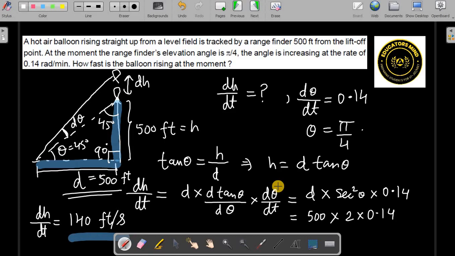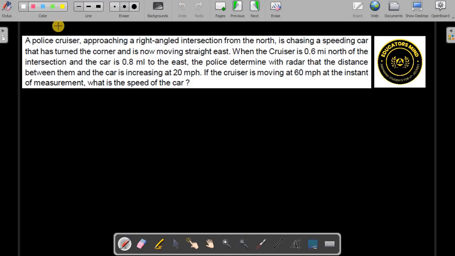So in this manner, these are some of the applications which you can see that will be coming in physics. Then next, one more application, let's see. A police cruiser approaching a right angled intersection from the north. Let's say this is P, which means police, right? It is coming to a corner from the north, so it is coming downward, from north towards south, right?